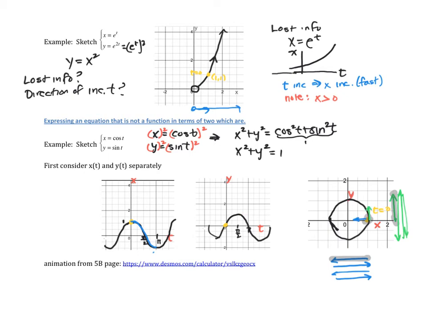So if we're going to go left and up, that is telling our direction of increasing t. Left and up goes this way. So we are going around this path in a counterclockwise motion.